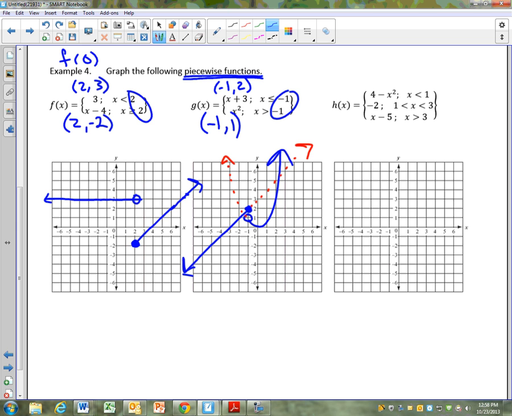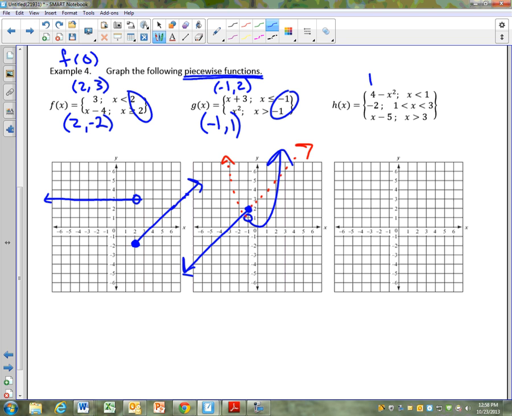Let's try one more. This one has 3. We can do 3. What does 4 minus x squared look like? What does that graph look like? It's a parabola that faces down and it's shifted up 4 units. So the negative in front of the x squared means it goes down, and +4, we're shifted up 4 units.